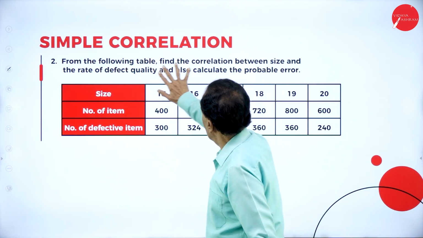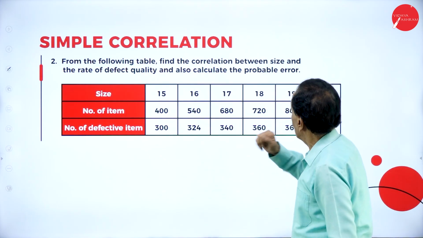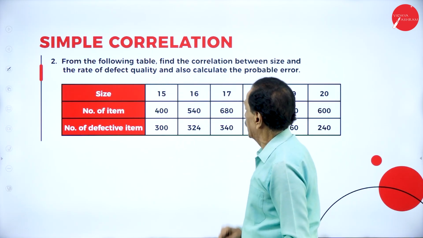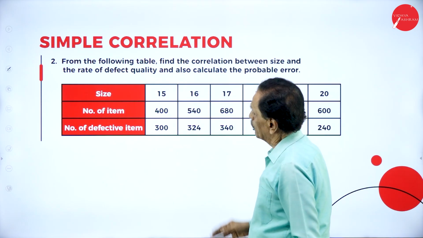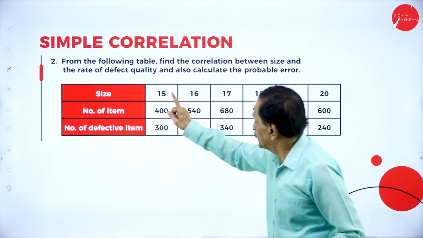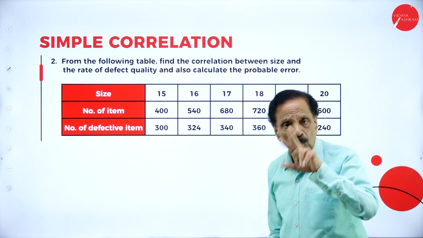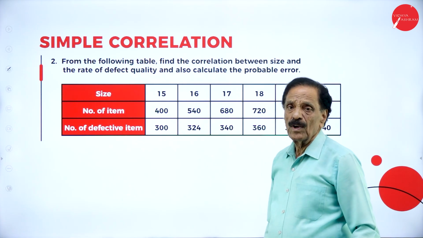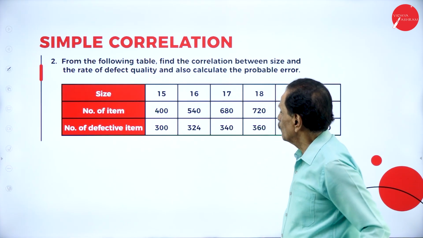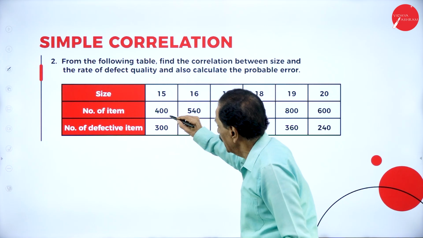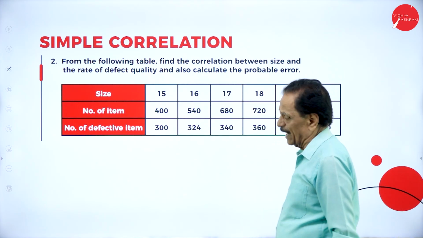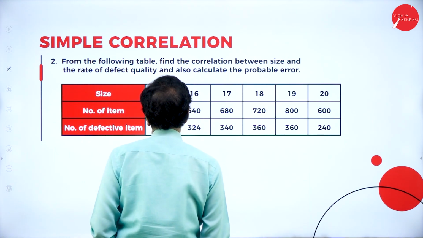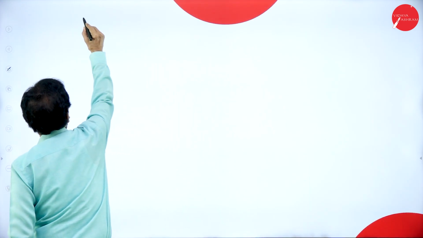See that. From the following table, find the correlation between the size and the rate of defective quality and also calculate the probable error. So size is x. We want two variables, one is x, another is y. X is there, but there is no y, so we have to calculate the y. For every 400 items, there are defective items of 300. So we'll calculate the y now, one by one.